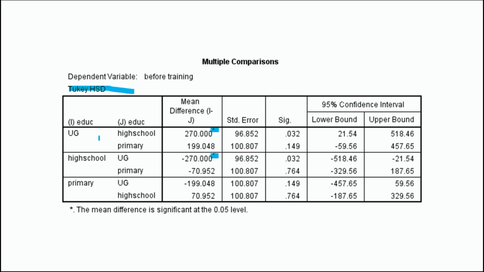Number 1, when we compare UG with high school and primary, with high school, there is a mean difference of 270. It's natural that there is a change in earning. So we can find that the major difference that we find is UG with high school. I hope you are clear. So the finding of this study is there is a statistically significant difference in 3 groups. But the post hoc test says that the difference is visible between UG and high school.